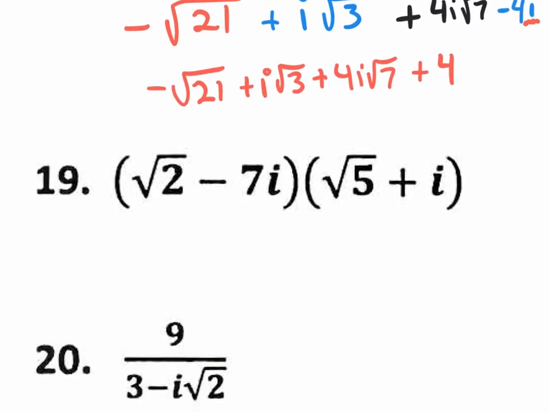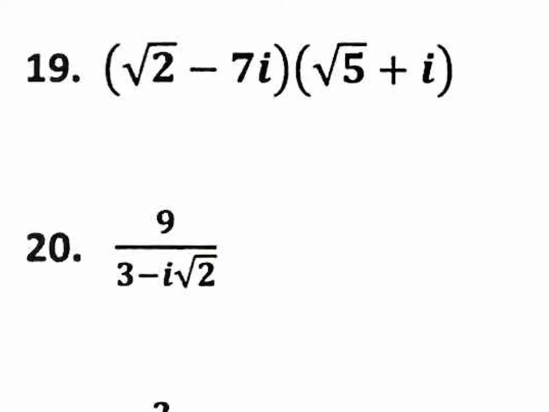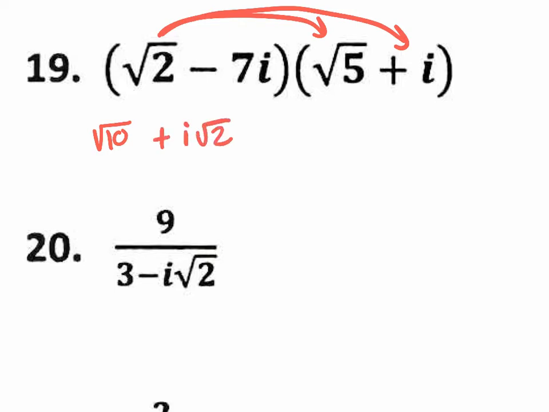Moving on. Number 19. Again, let's distribute. Square root of 2 times square root of 5. What's that? Square root of 10. Thank you. How about square root of 2 times i? How do I write that? Plus i square root of 2. Okay, and then the next one, let's distribute negative 7i times square root of 5. How do I write that? You first begin with the sign. What's a negative times a positive? Negative. And then you put the 7, the i, and then the square root of 5 at the very end.